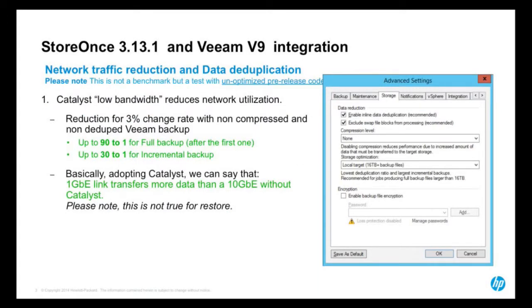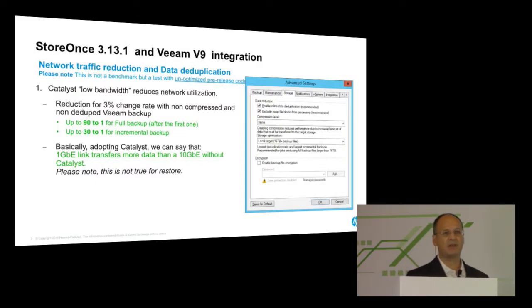So the first point is the deduplication that we are able to reach. In my lab, I have tested several kinds of jobs. One of the jobs that I have tested used to write 3% of change every day. And we have seen that for the first full backup, the deduplication was not so high because the first full backup is not reducing data a lot. But starting from the second full backup and the incremental backup, the reduction is really great. As you can see in the slide, it is 90 to 1 for the next full backup and 30 to 1 for the next incremental backup.